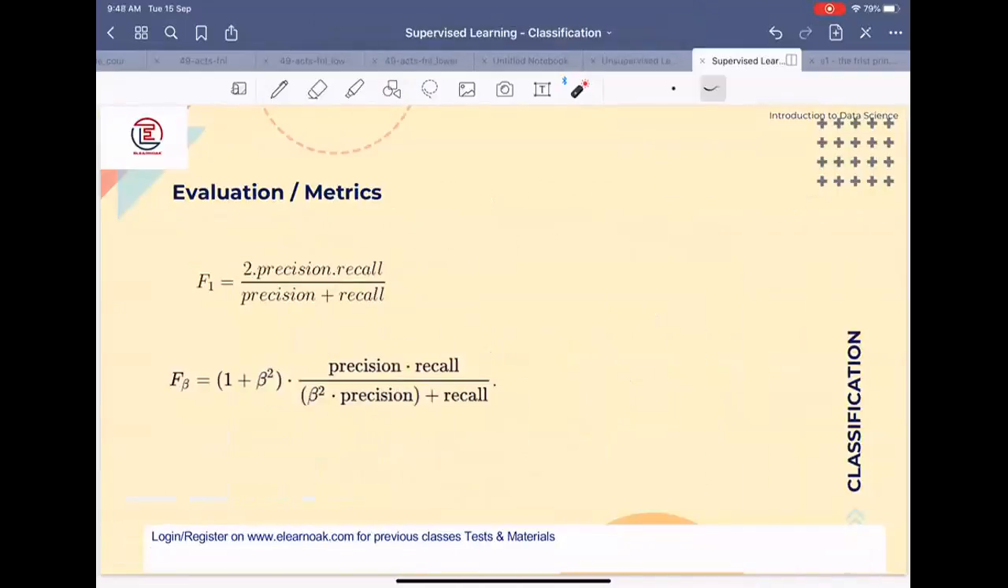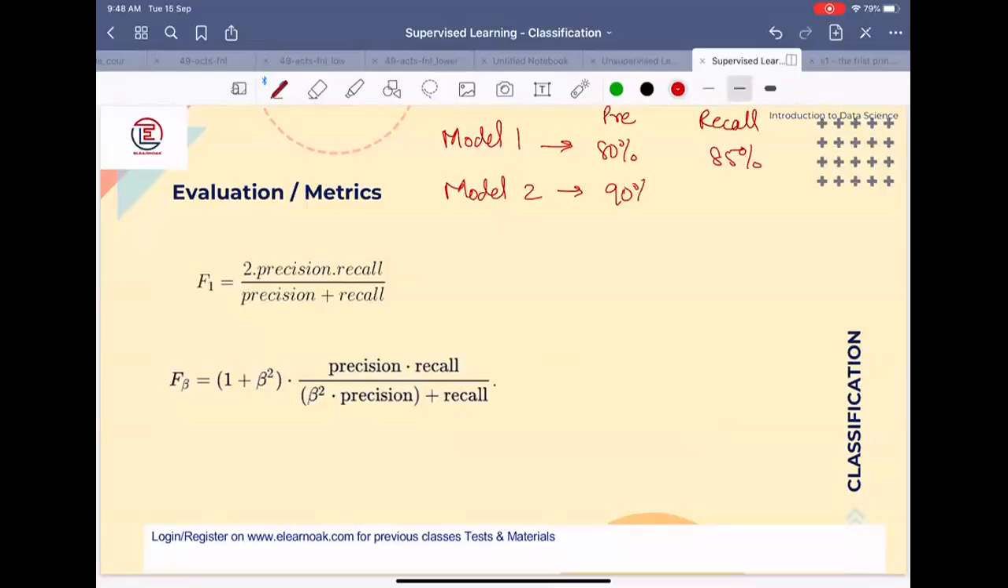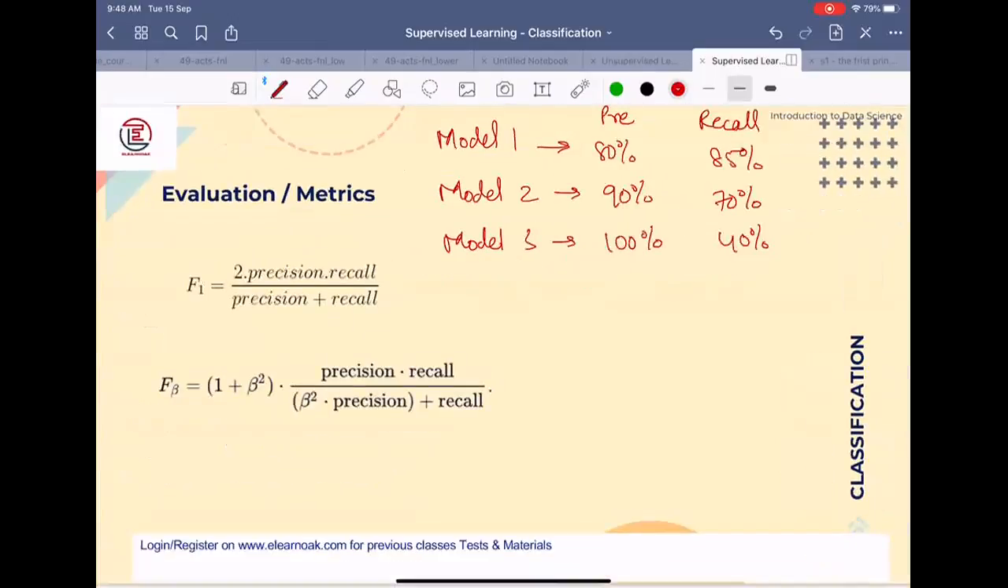Now, when I look at precision and recall, those are two terms, and sometimes it can be difficult to compare between algorithms. So let me give you three models. Model one has a precision of 80% and a recall of 85%. Model two has a precision of 90% and a recall of 70%. And model 3 has a precision of 100% and a recall of 40%. Okay. So I have these three models. Can you tell me which model is best? Model 1, model 2, or model 3?